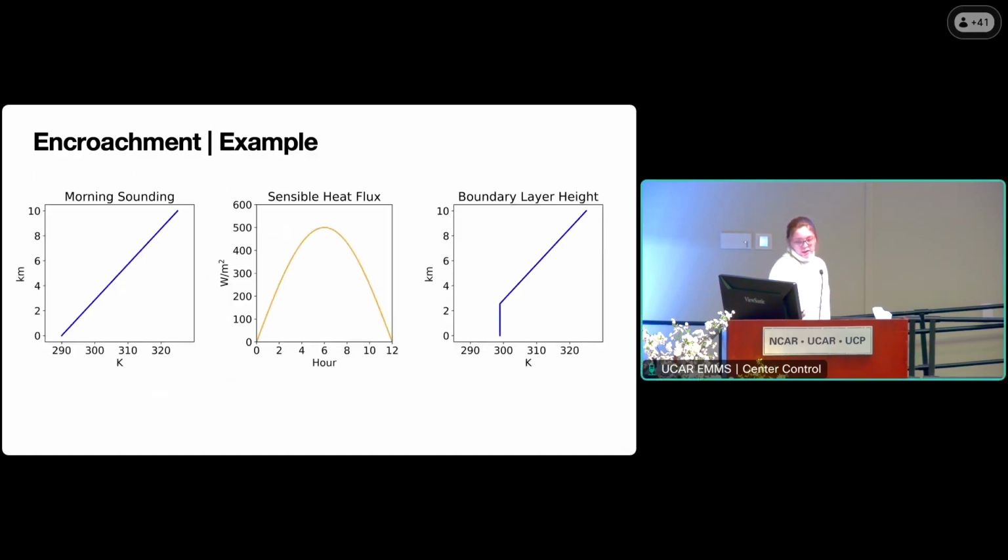As an example, if I start with a profile that has a ground temperature of 290 Kelvin and a constant increase in potential temperature of about, I think I'm doing 3.5 Kelvin here, and I approximate a sensible heat flux over the course of 12 hours as a sine function with an amplitude of about 500 watts per meter squared, then my afternoon boundary layer change in temperature is a little less than 10 Kelvin. I think it's 8 point something here. And my afternoon boundary layer depth is going to be 2.5 kilometers.